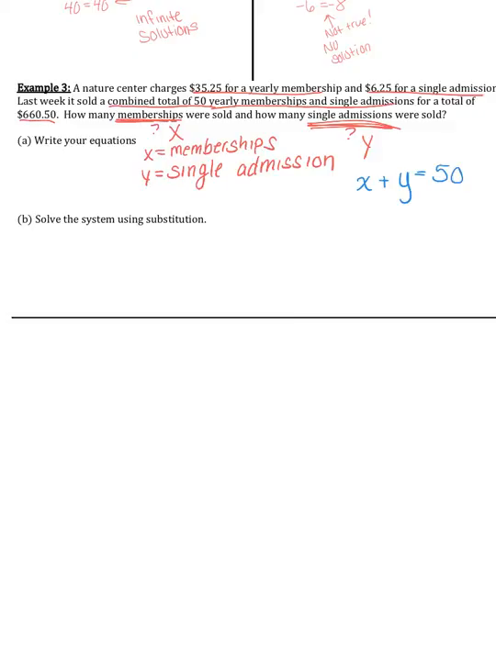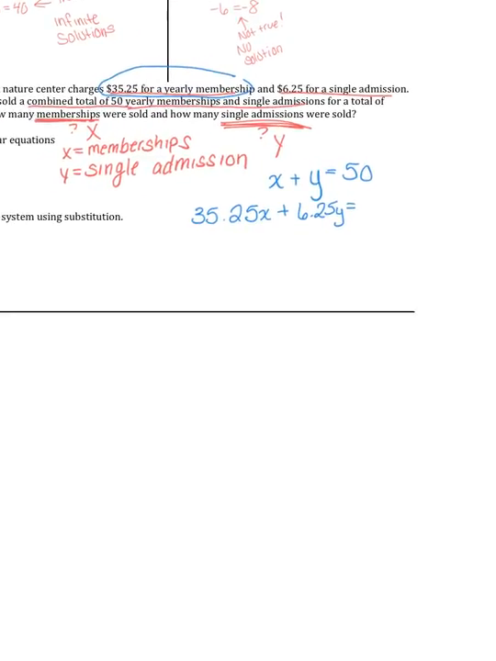Now let's include their cost. So up here it says the yearly membership's $35.25. So we'll do $35.25x plus then the single admission is $6.25y is equal to, well, how much money did they gather, which was $660.50. So those two bits of information are what make up my system. And so now I can go ahead and I can solve.